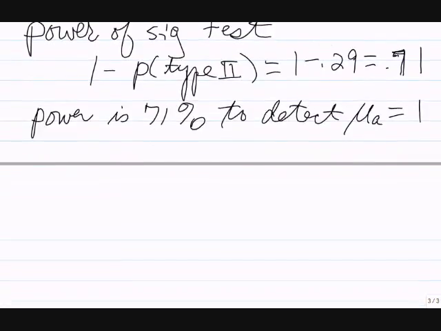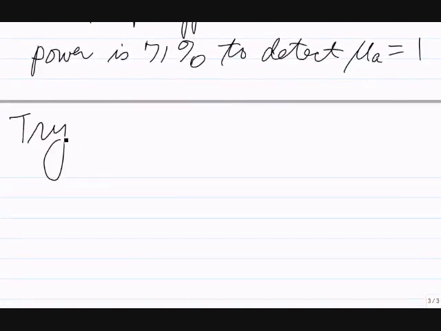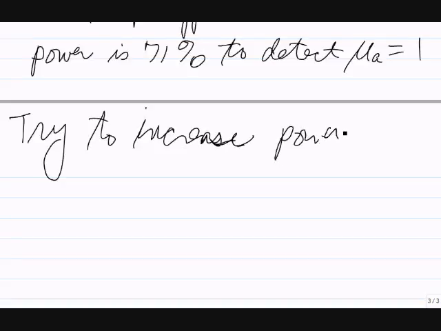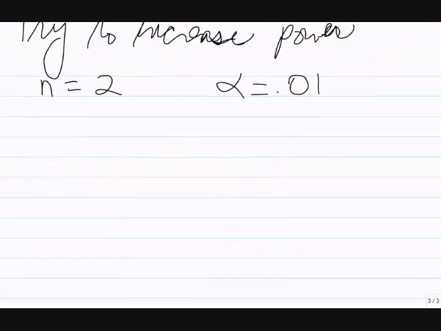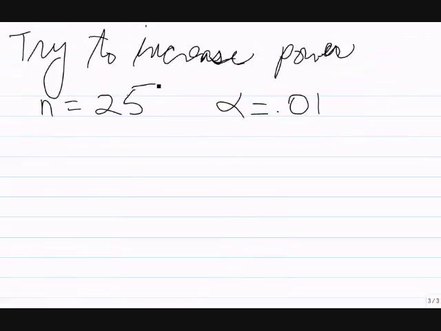So let's try to increase our power. No, it's whatever you're given. Okay, so I want to increase power, so let's try changing alpha. So let's keep our sample size at 25 and change our alpha to 0.01.